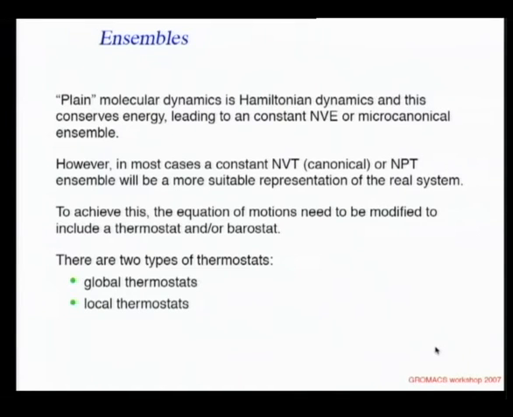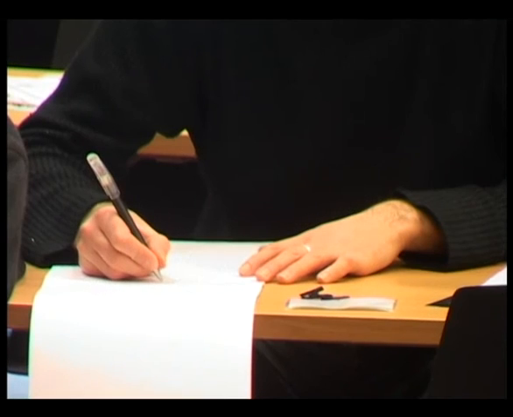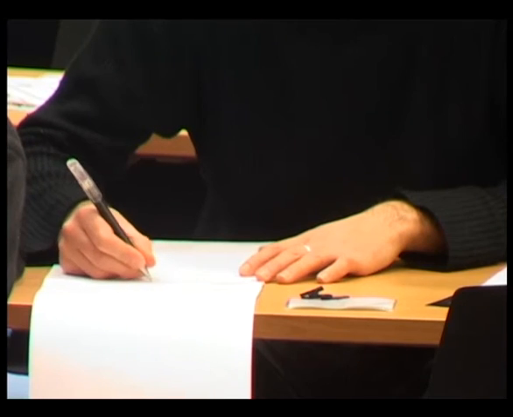So what you usually would want is a constant number of atoms, constant volume, constant temperature, or a constant pressure instead of constant volume. To achieve this, the equations of motion need to be modified, because plain MD will give Hamiltonian dynamics, so we need to do something about that. This means including a thermostat or a barostat to keep the temperature or the pressure constant. First I'll talk about thermostats, and there are 2 different types: global thermostats and local thermostats. First I'll show the global thermostats that Gromacs has.